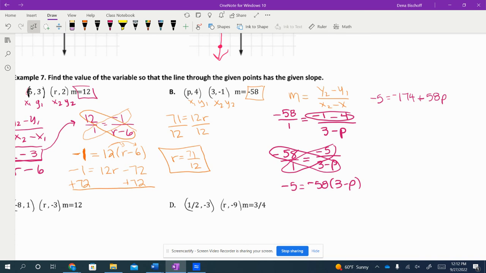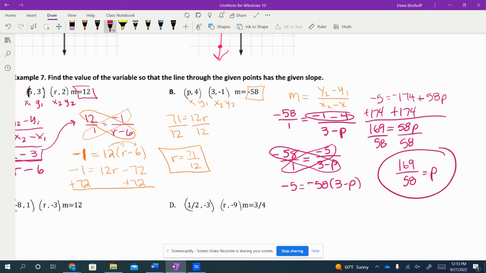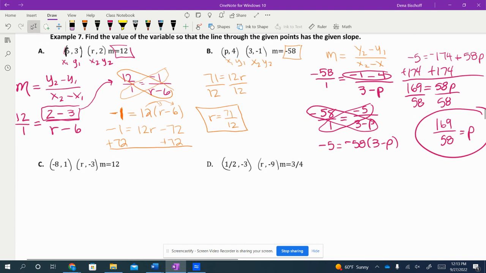What do I do next? Add 174 to both sides. So 169 equals 58p. Divide both sides by 58. It's not going to be a nice number, is it? Nope. 169 over 58 equals p. There's no way that we could have solved these by looking at them, right? We could have never guessed what that number would be. This is the only way to do that.